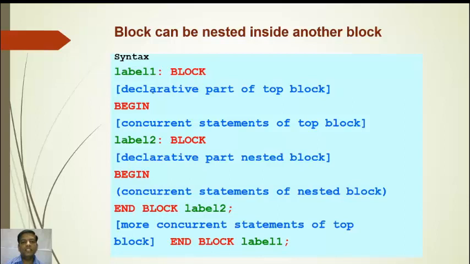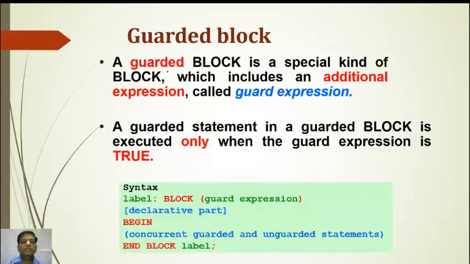So here it is a nested block. The first block, the main block, is label 1_1, and inside it is another nested block, label 1_2. The declaration is similar to the syntax, but only inside the other block, and again it ends with the main block, that is end block label 1_1. Then next, guarded block.